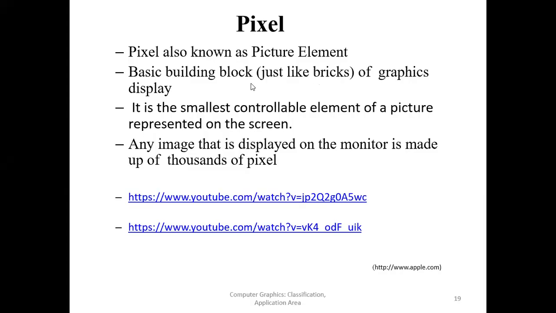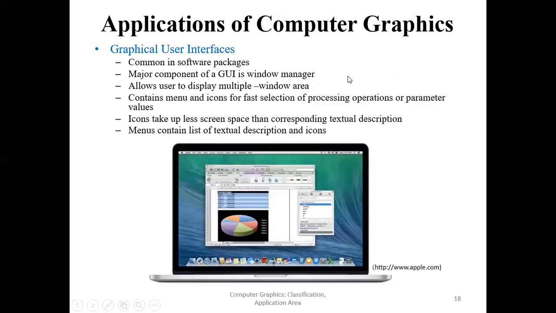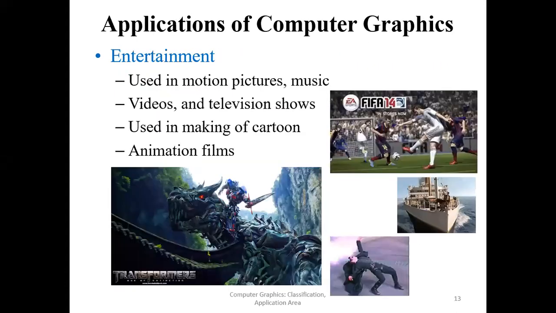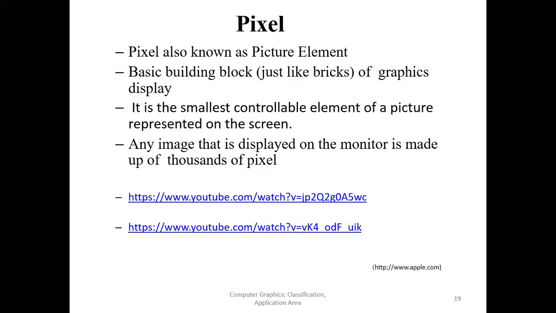So what is a pixel? From the definition of graphics, if I go back to the slide, you see point number 2, computer graphics is made up of a number of pixels. A pixel is the smallest graphical unit represented on the computer screen. So we have seen that computer graphics is made up of a number of pixels, and we have to understand what actually a pixel is. So let's see here. Pixels are also known as picture elements. These are the basic building blocks of a graphics display.